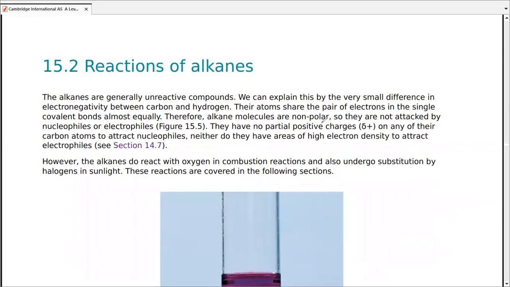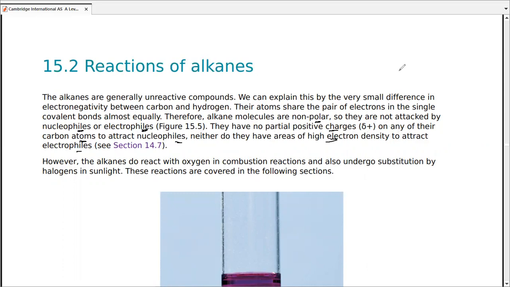Alkane molecules are non-polar. They're not attacked by nucleophiles. They're not attacked by electrophiles. They have no partial positive charges on any of their carbon atoms to attract nucleophiles. Neither do they have areas of high electron density to attract electrophiles. I hope this is a very good explanation for it.